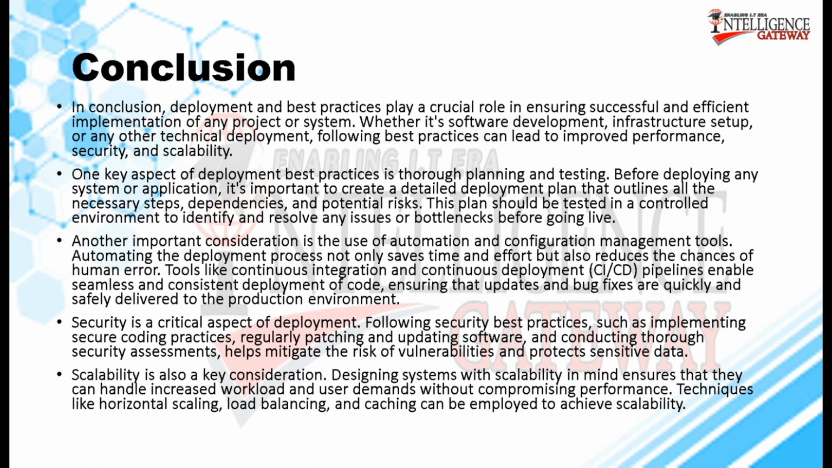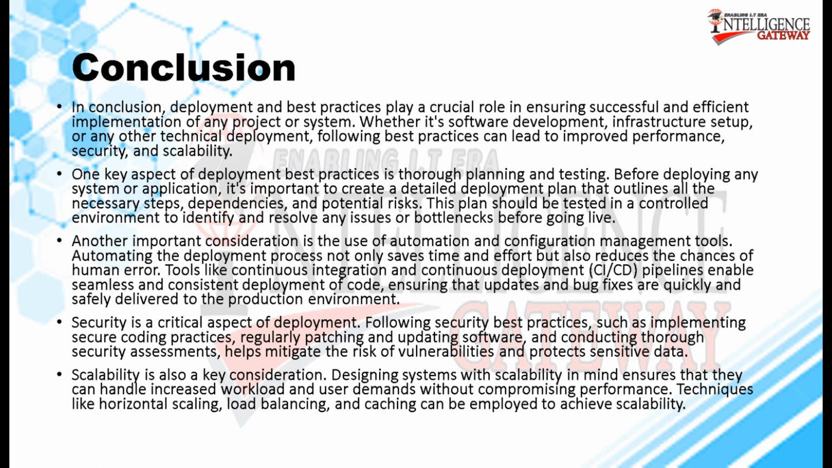Another important consideration is the use of automation and configuration management tools. Automating the deployment process not only saves time and effort, but also reduces the chances of human error. Tools like continuous integration and continuous deployment (CI/CD) pipelines enable seamless and consistent deployment of code, ensuring that updates and bug fixes are quickly and safely delivered to the production environment.